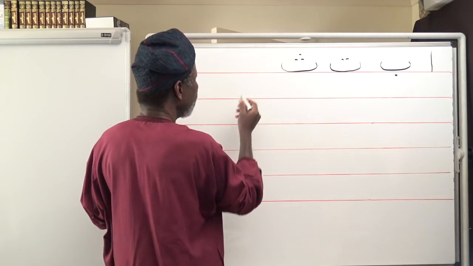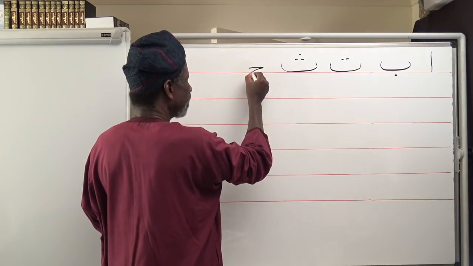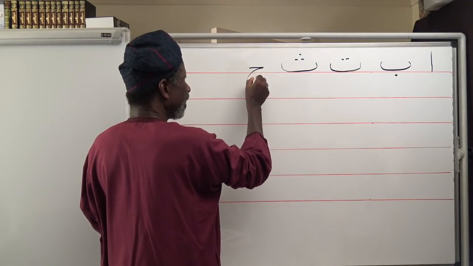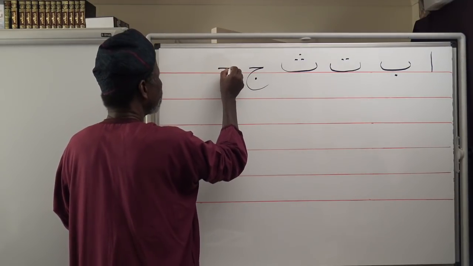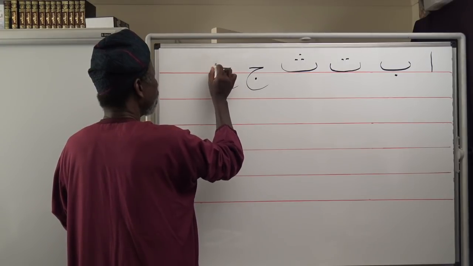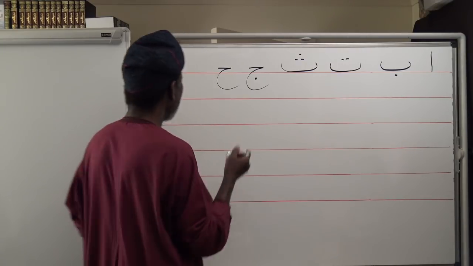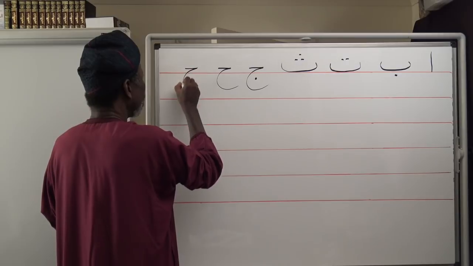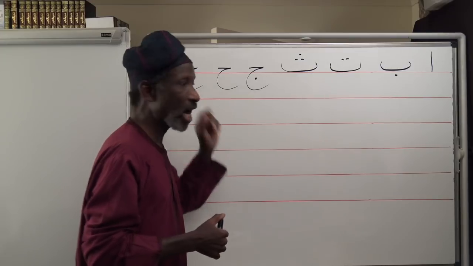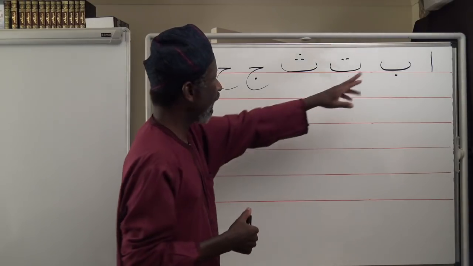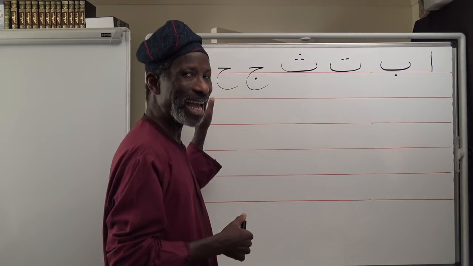Now, the other family of three is jim. You can see I'm starting from the top and then writing a capital C. That's your jim with one dot there. The same shape, this is your ha with no dot. And last in the family is kha with one dot. So this one is ha, and this one is kha. Now the next in the alphabet we have alif, ba, ta, tha, jim, ha, and kha.